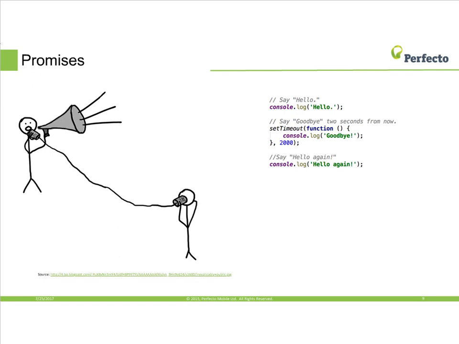If we look at the synchronous part, we will get this. That means we do say hello. We do nothing for 2 seconds. We then say goodbye, and we will then see say hello again.